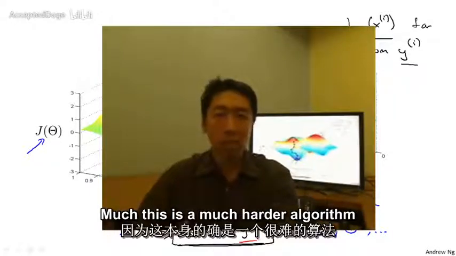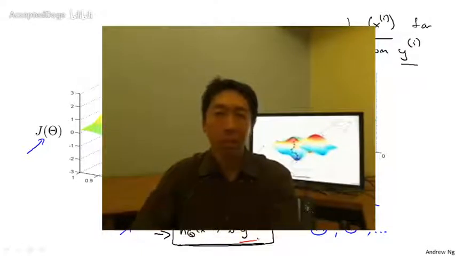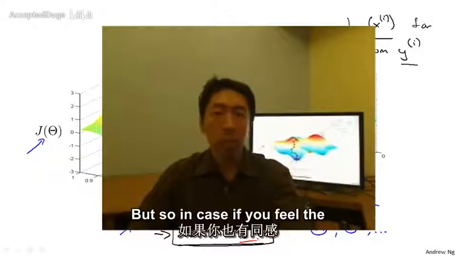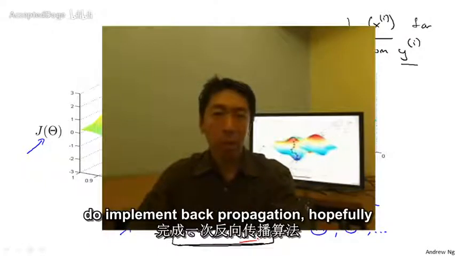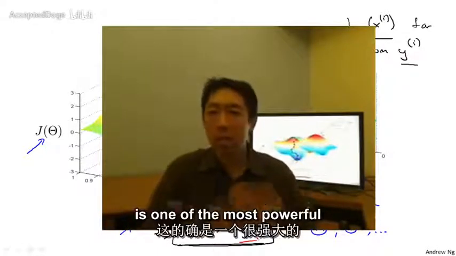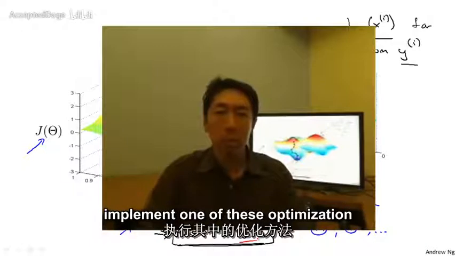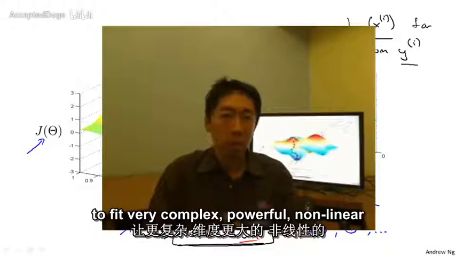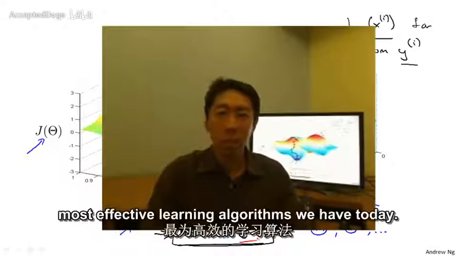And this is a much harder algorithm. I feel like I have a much less good handle on exactly what this is doing compared to, say, linear regression or logistic regression, which were mathematically and conceptually much simpler and much cleaner algorithms. But in case you feel the same way, that's actually perfectly okay. But if you do implement backpropagation, hopefully what you find is that this is one of the most powerful learning algorithms, and if you implement backpropagation and one of these optimization methods, you find that backpropagation will be able to fit very complex, powerful, nonlinear functions to your data, and this is one of the most effective learning algorithms we have today.